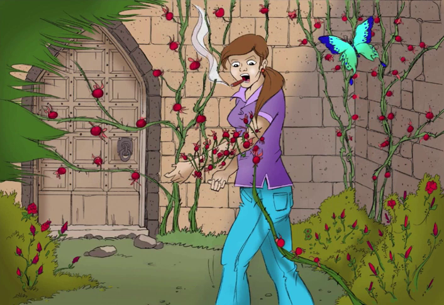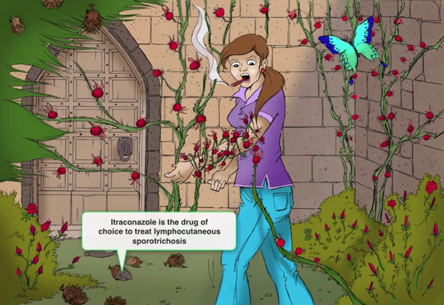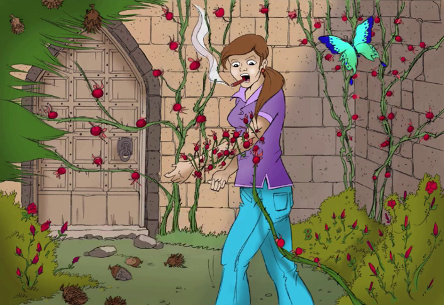We'll represent itraconazole with our recurring symbol of, that's right, some pine cones. We'll draw a few pine cones in the tree and some on the ground. These pine cones seem to work their way in every one of our fungal videos. So it seems like you really can't go wrong if you're guessing a conazole for a fungal infection.